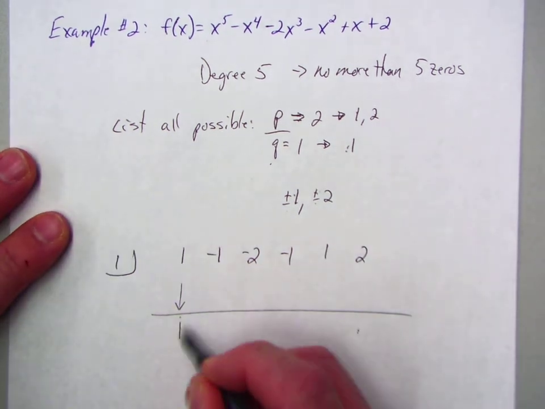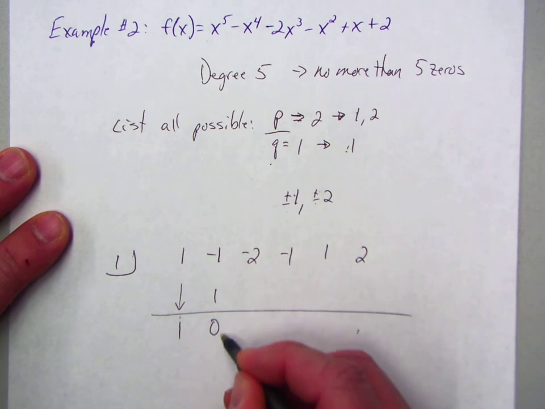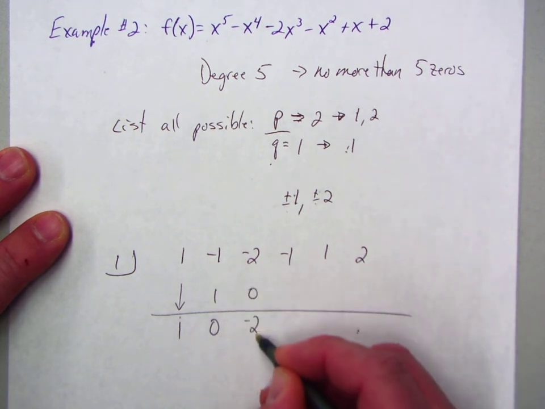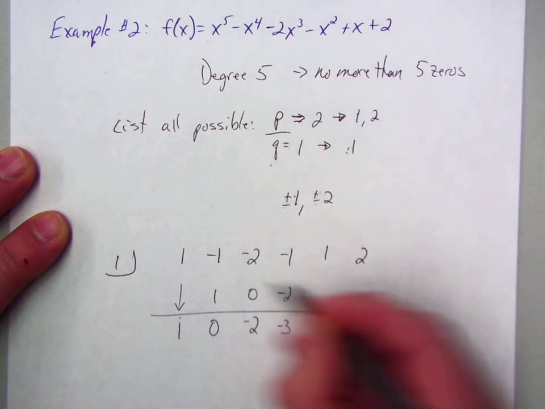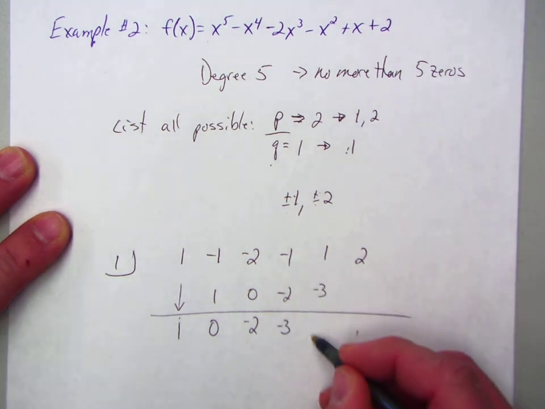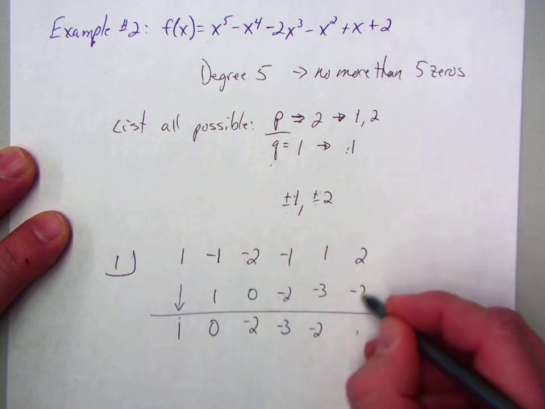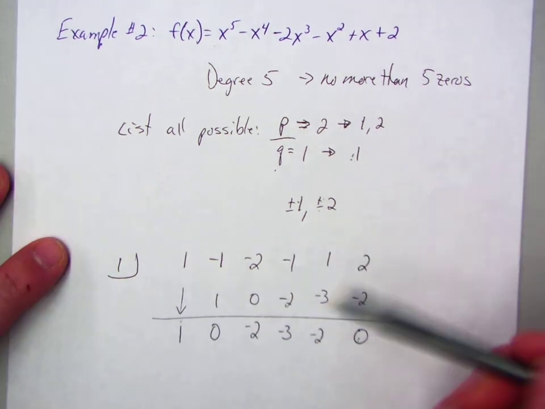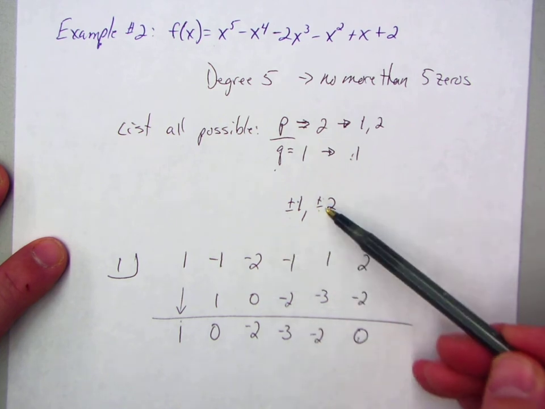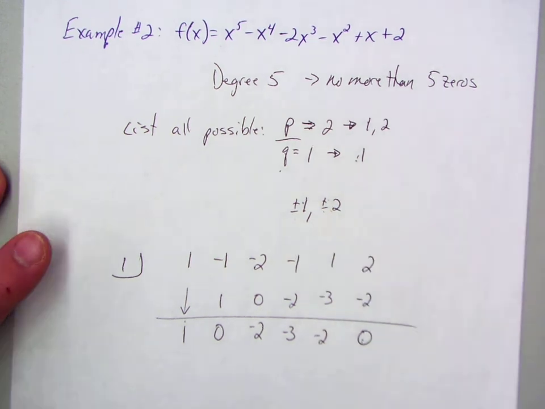So bring down the first one. We multiply, add, multiply, add, multiply, add, multiply, add. So that's -2. Multiply, and it worked. We got lucky again. Sometimes I have to go 2 or 3 times, guessing 2 or 3 of them until I finally find the one that works.